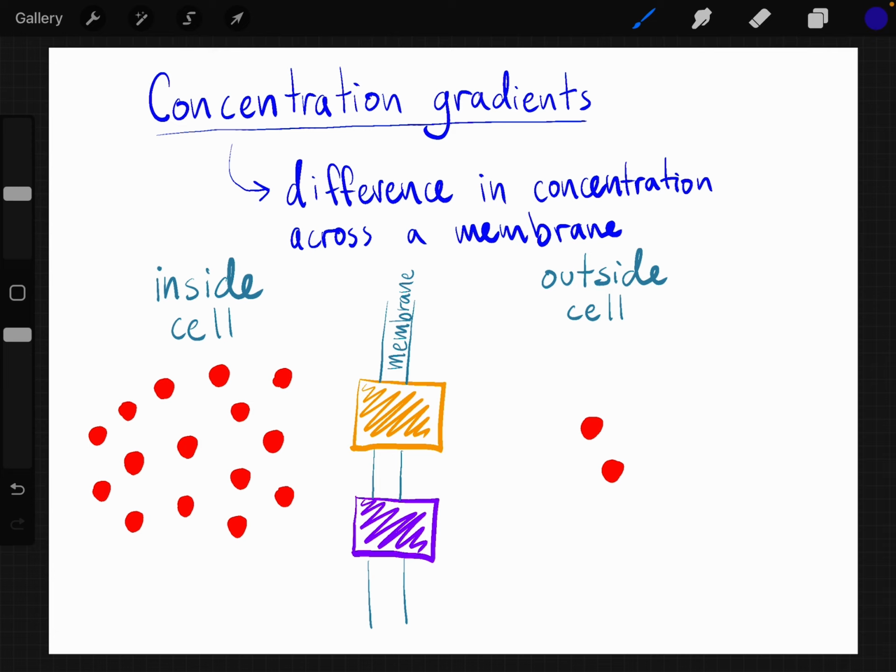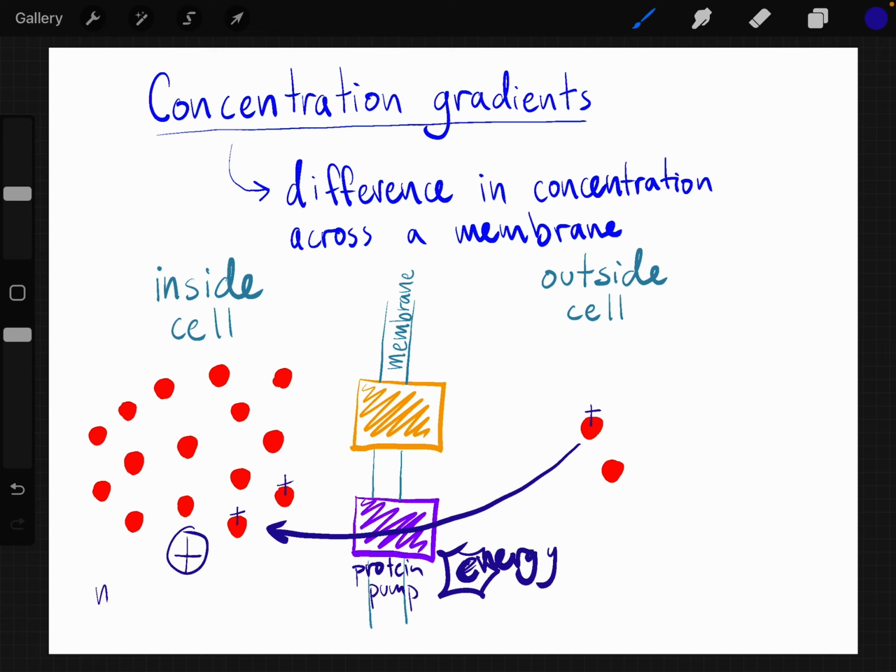Now, we can create a concentration gradient through something known as a protein pump. This is something that does require energy, and essentially we are moving things against their concentration gradient to one side of the cell. So with this energy, we are essentially forcing things more on one side. One thing to consider is that if we are looking at molecules with a positive charge, such as ions, we can build up more of a positive charge on one side than the other, and that is something we are going to take advantage of.